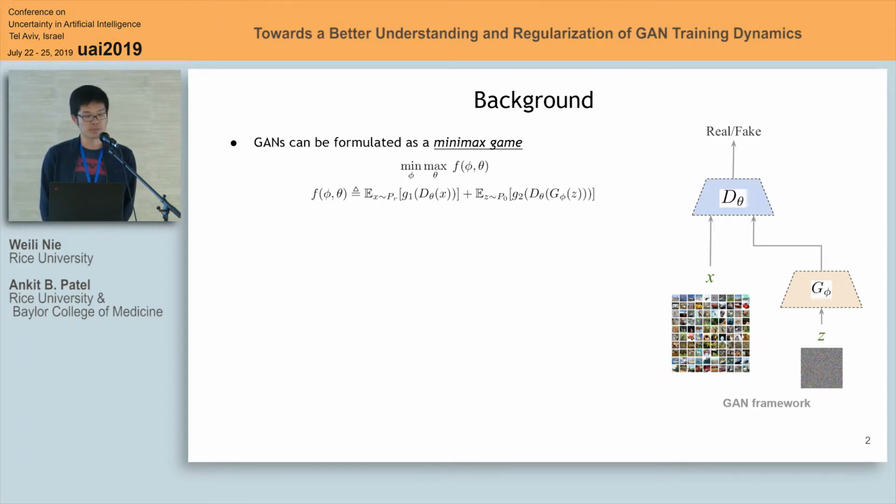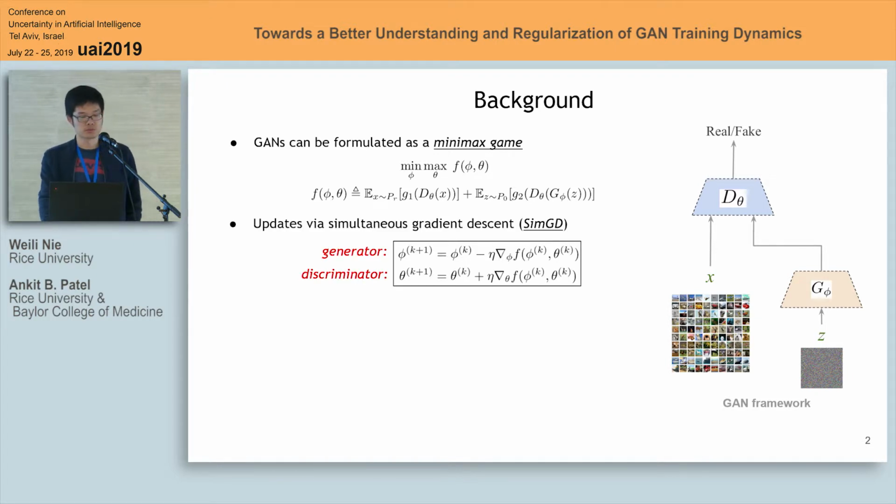And normally a GAN can be formulated as a minimax game. The discriminator tries to maximize the payoff function f, and the generator tries to minimize the same payoff function. During backpropagation, the gradient updates normally use simultaneous gradient in GANs, called SimGD for short. In SimGD, the generator does gradient descent and the discriminator does gradient ascent simultaneously.